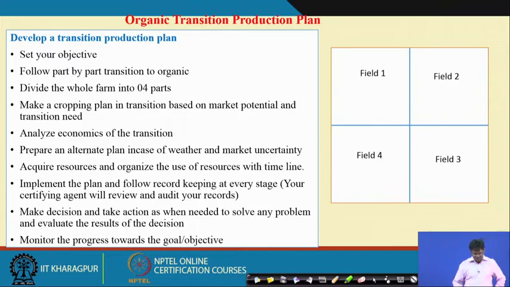Once you have the plan ready, then acquire resources and organize the use of resources within a timeline. Once you have made the plans for the transition or the organic production, then accordingly the sources of the resources should be gathered: acquire the resources and organize their use within the timeline.